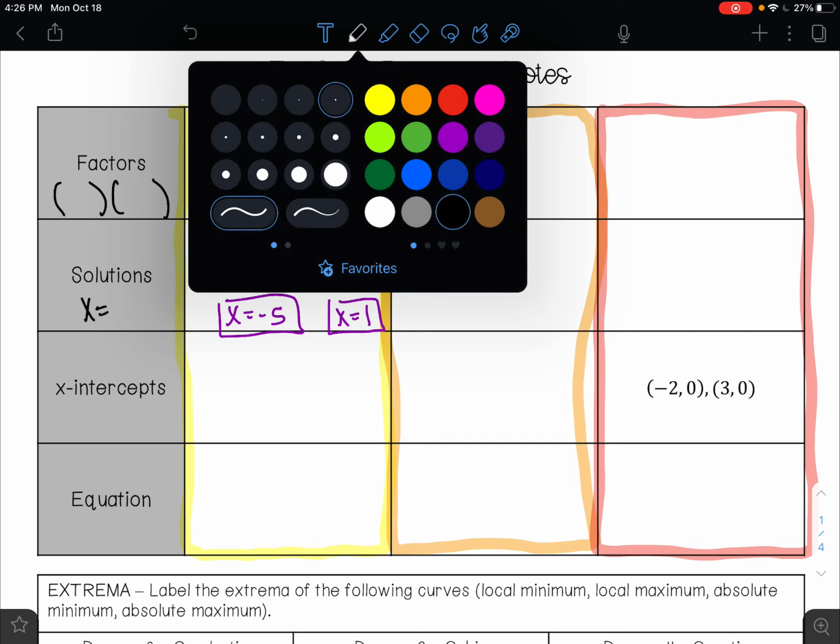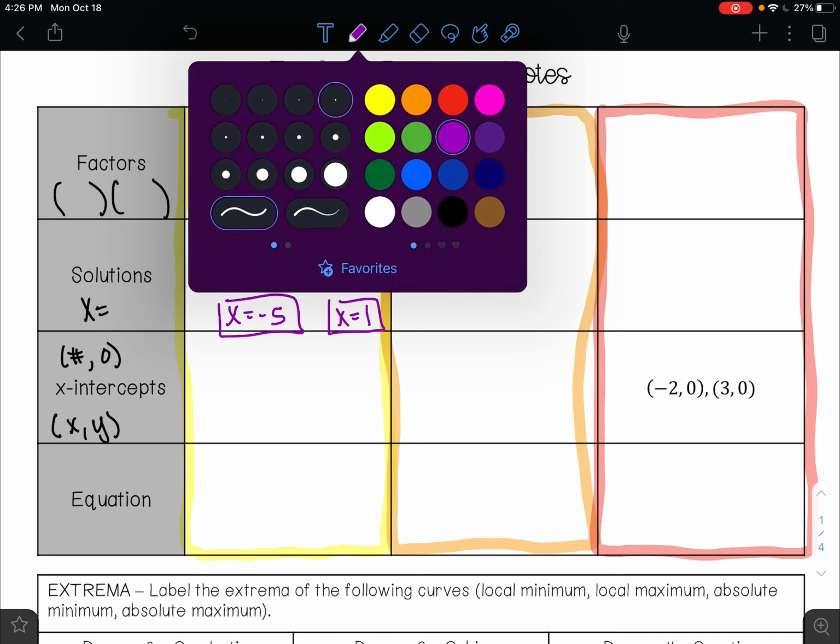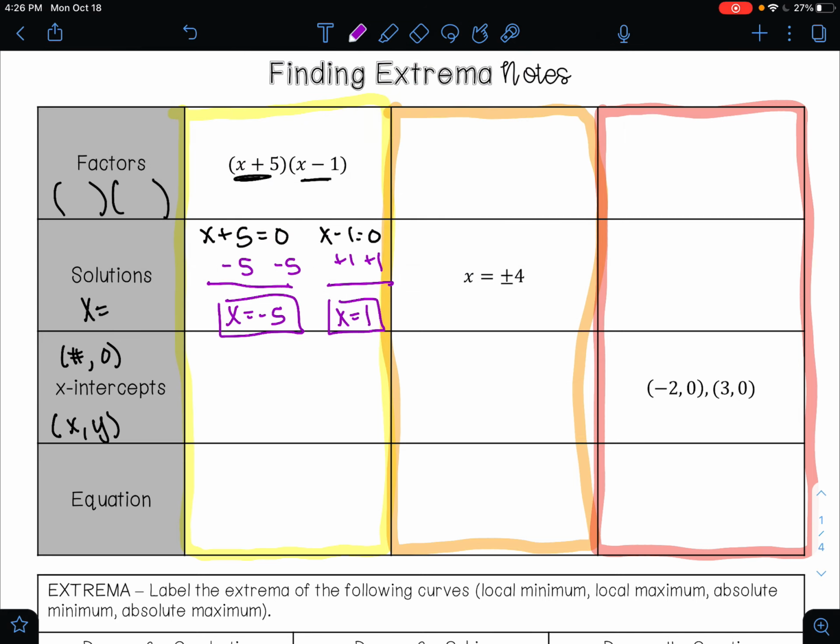Your x-intercepts are your solutions. Remember, intercepts and solutions are the same thing. But typically when they ask for an x-intercept, they want it in the ordered pair form, so x comma y. When you have an x-intercept, it's always the number of your x-intercept and then 0 for y. That's how you get it on the x-axis. So for this example, with solutions of negative 5 and positive 1, one of my x-intercepts would be the point negative 5, 0, and the other x-intercept would be the point 1, 0.